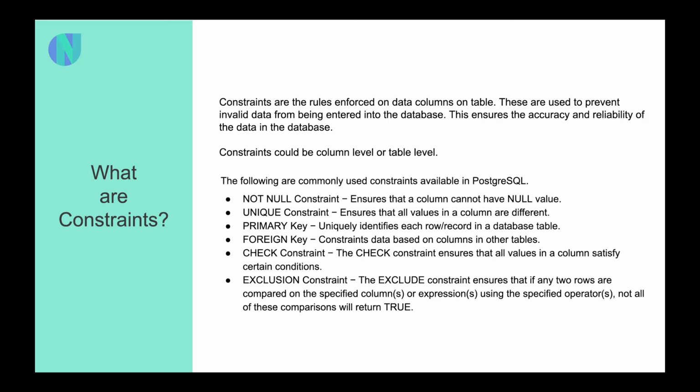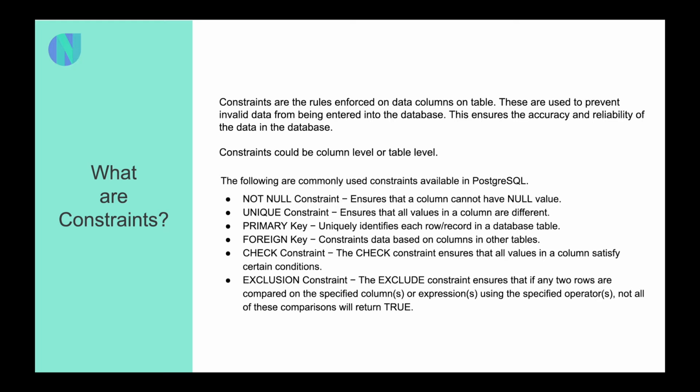And then it can be a primary key, a foreign key, a check constraint, or an exclusion constraint. I'm not going into the details of the primary key and the foreign key. I'll just explain in layman's terms, because in future videos I'll be talking in detail about primary keys as well as foreign keys, right? As you can see, the NOT NULL constraint ensures that the column should not have any null value, right? It is very straightforward. So you have to write the NOT NULL keyword.